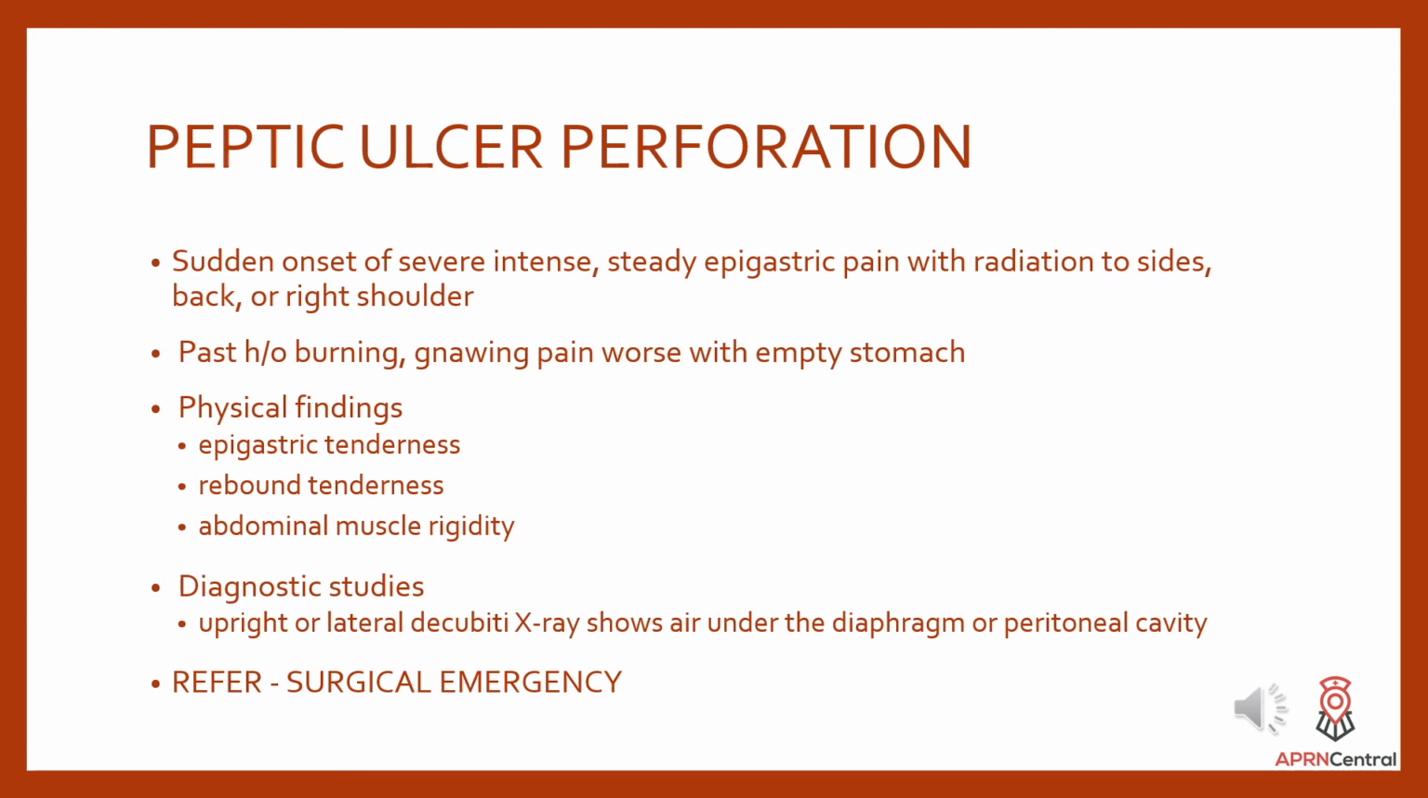This can be a life-threatening complication of peptic ulcer disease, and it's more common with duodenal ulcers versus gastric ulcers. What are some of those predisposing factors that put the patient at risk? These are patients that have H. pylori infections, hypersecretory states, and chronic use of NSAIDs. If you suspect a peptic ulcer perforation, they need to be referred to surgery immediately.